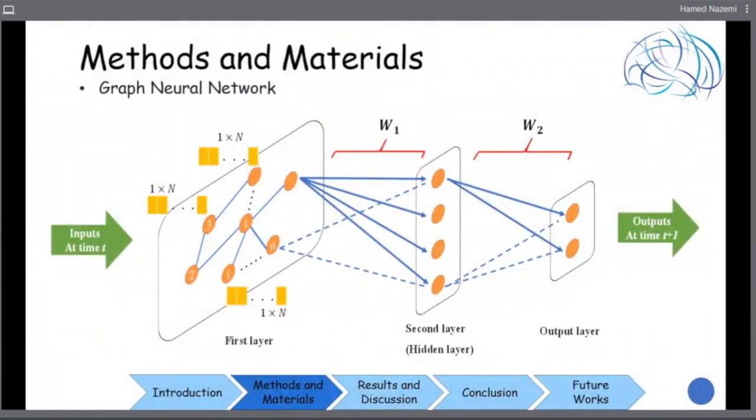Okay, now we describe the methods used in this research. First of all, the graph neural network, or GNN, will be summarized in this slide and the next. A GNN is a classic network which in the first layer has a graph. The GNN structure can be considered in two general parts. The first part is a graph that receives data and converts them to the input for the second part.